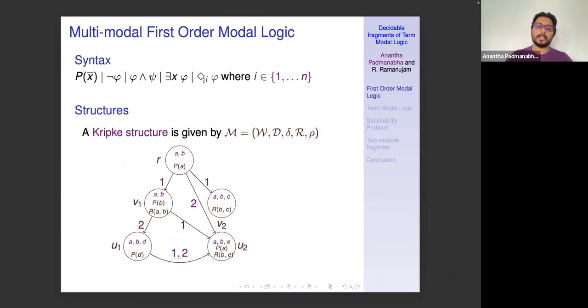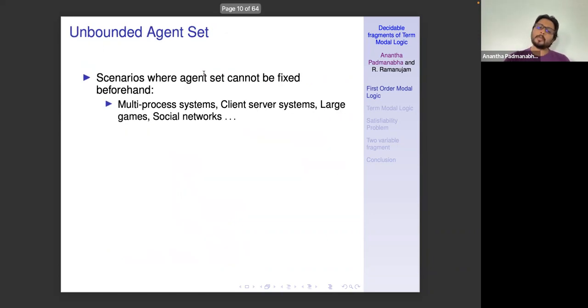Now, how do the models look like? The models would look more or less the same, except that earlier the edges were unlabeled, but now the edges will be labeled over this agent set. For instance, if n is equal to 2, the edges are labeled over the set 1 and 2, right? Note that the agent set, even though it is not one but many, is still fixed in the syntax itself.